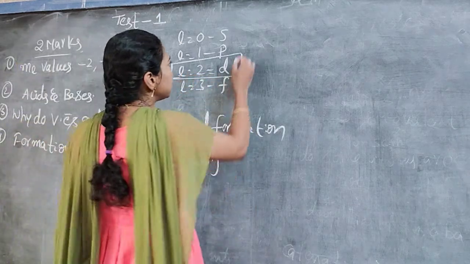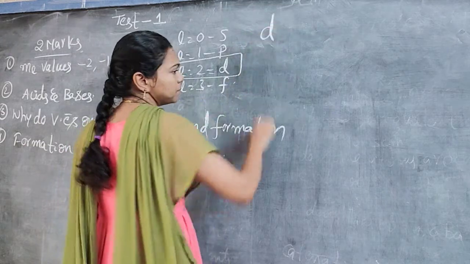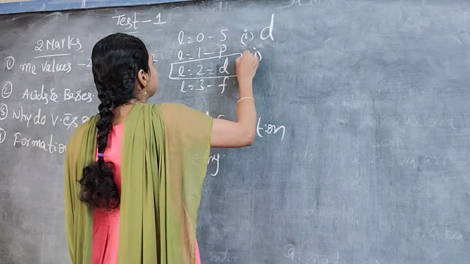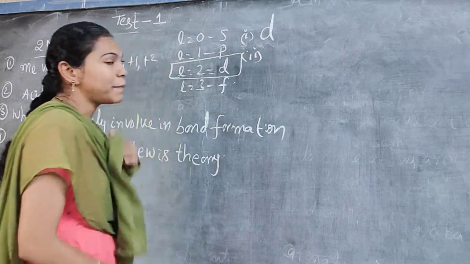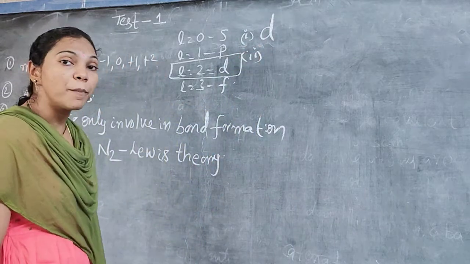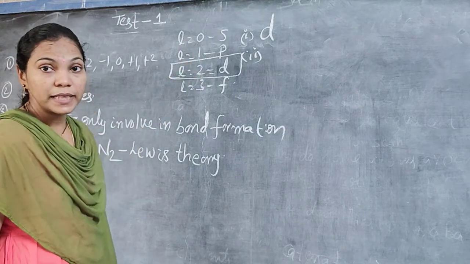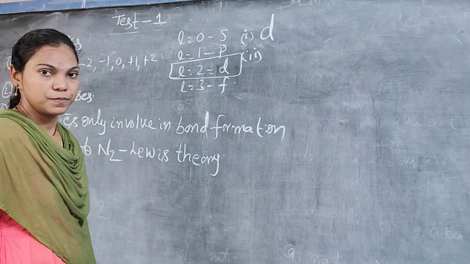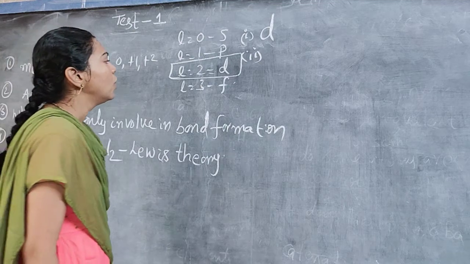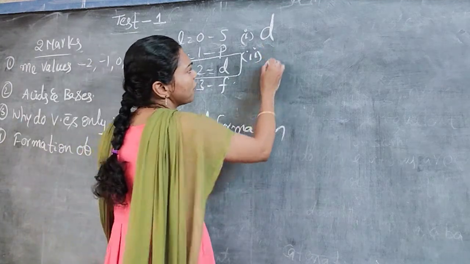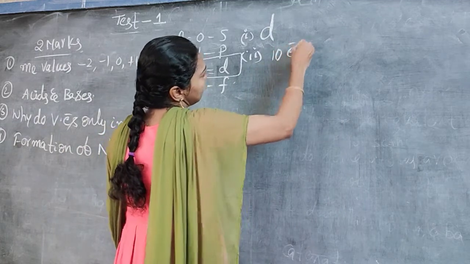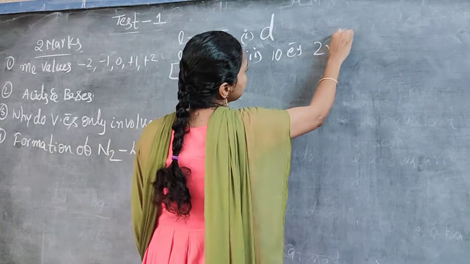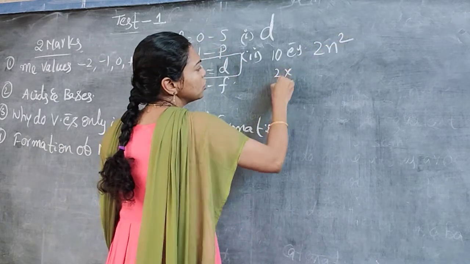So what is the answer? The name of the subshell is d. That is the first answer. For the second question, what is the maximum number of electrons accommodated in the given subshell? You know already that in the d orbital 10 electrons are filled. If you forget this, apply the formula 2n square, 2 into 2 square.